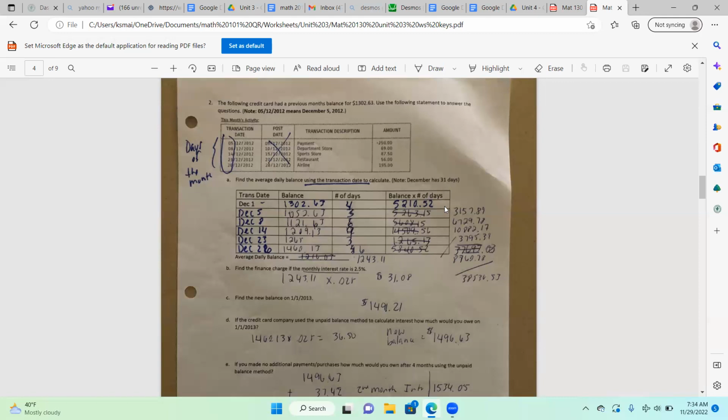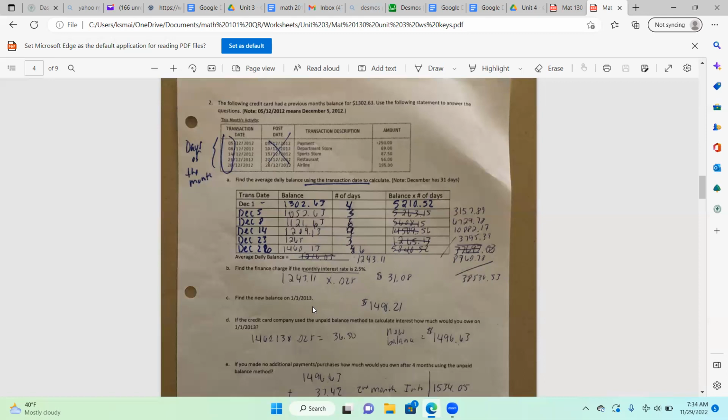So my balance times my number of days is over here up to the right, and my total was 38,536 and 53 cents. And so when we divide that by the number of days in December, which is 31, our average daily balance is 1,243 and 11 cents. So we take that average daily balance and multiply by my monthly interest rate of 0.025. Our finance charge should be $31.08.